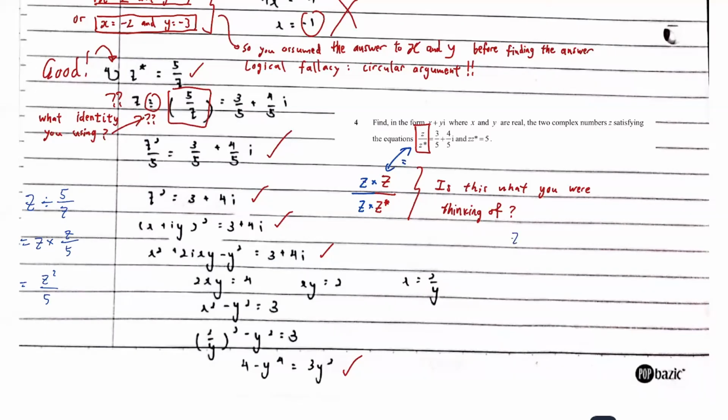So what you did is Z over Z star, a fraction. You rewrite it as a divide, Z divided by Z star, correct? Yeah. Then over here, you make Z star the subject, so you get 5 over Z. Then after that, you replace the Z star with 5 over Z. And then they already told you Z divided by Z star is 3/5 plus 4/5 i. Oh, okay. That makes sense.